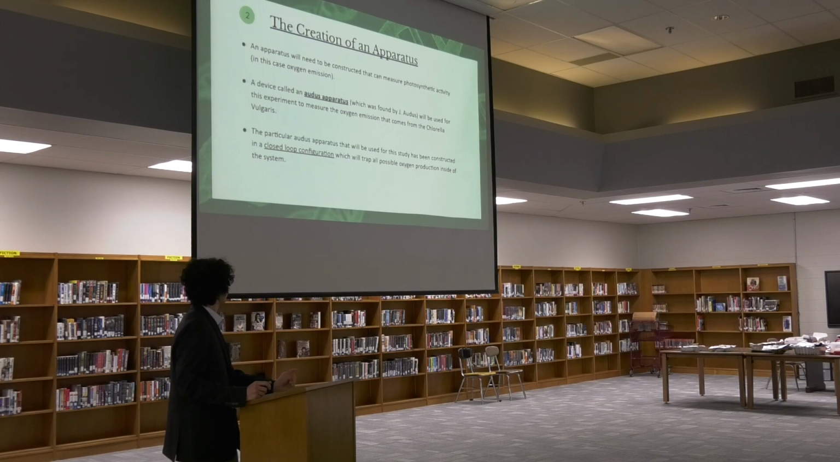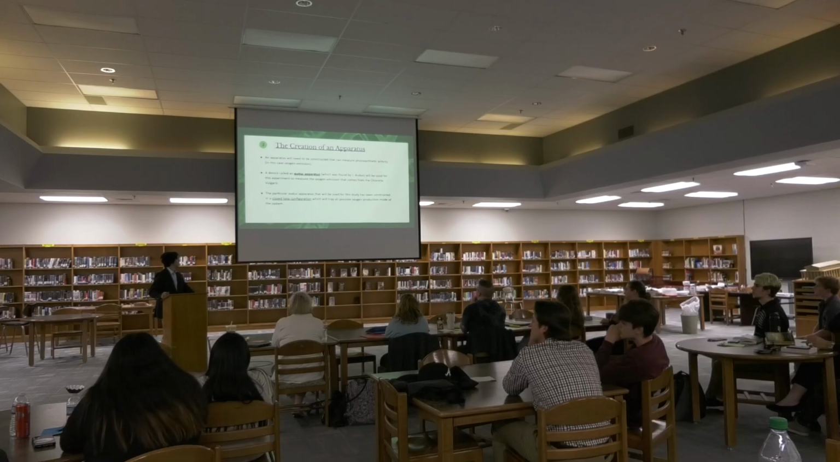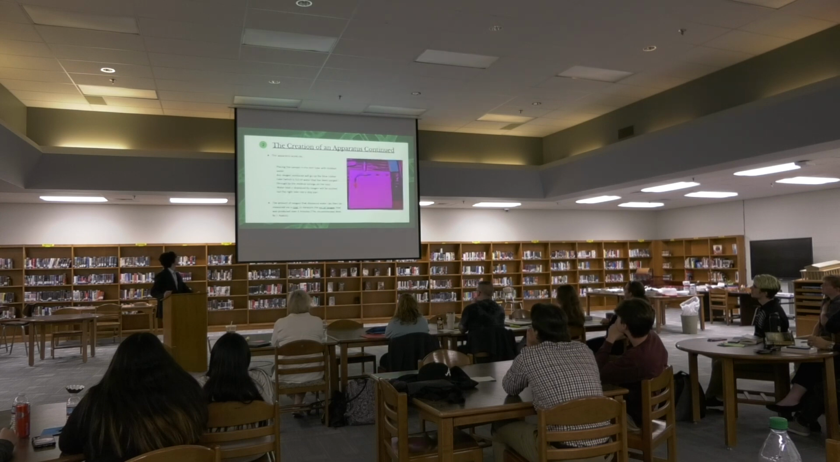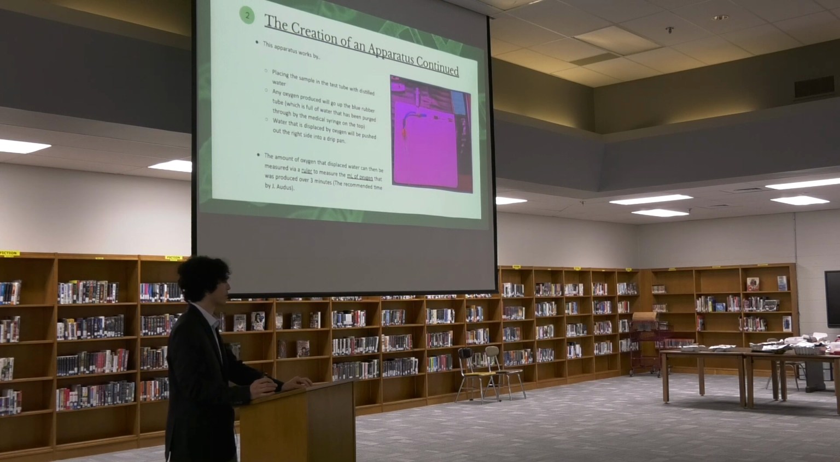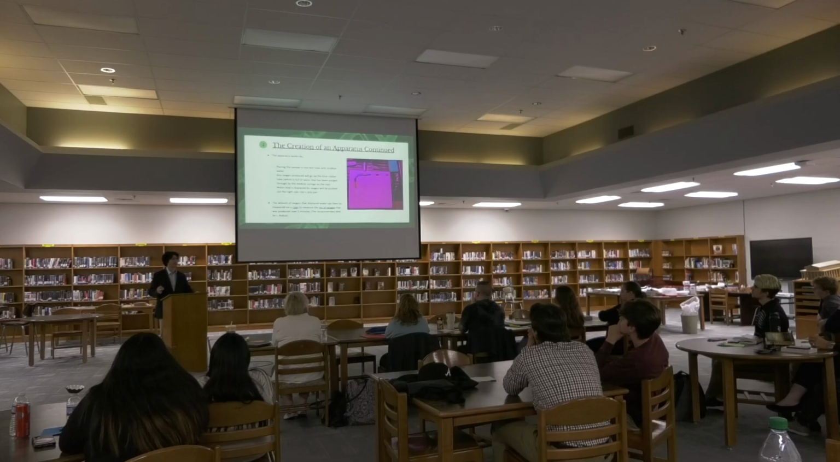And the particular Otis apparatus that will be used in the study has been constructed in a closed-loop configuration, which will trap all possible oxygen production inside the system and allow for all to be read there. To continue, this apparatus works by placing the sample in a small test tube, as can be seen on the right, and any oxygen that is produced will go up the blue rubber tube, which will be full of distilled water, and any water that is displaced by the oxygen will be dripped out of the right side onto a drip pan.